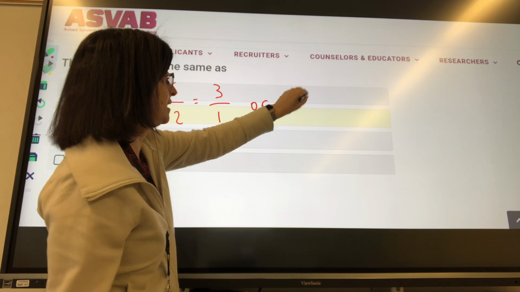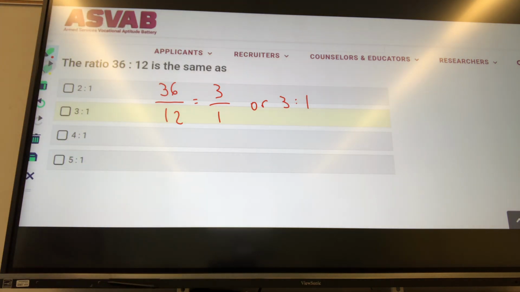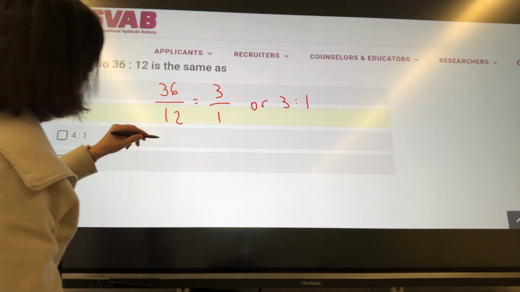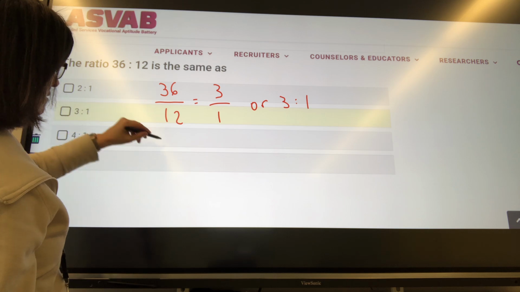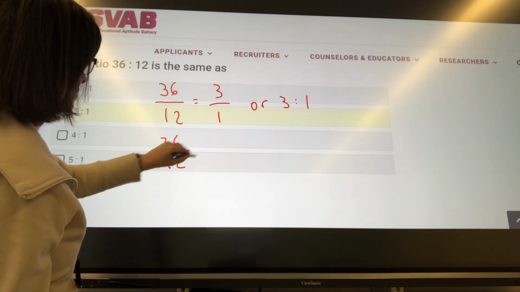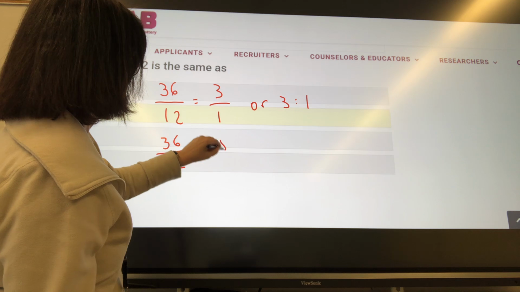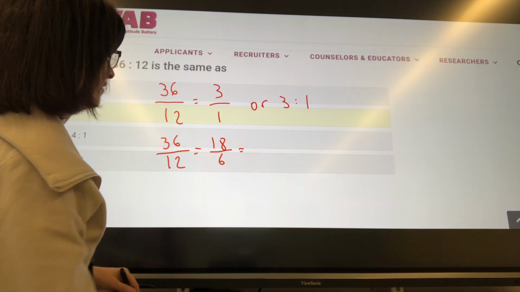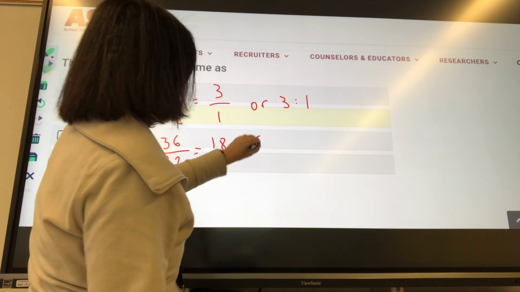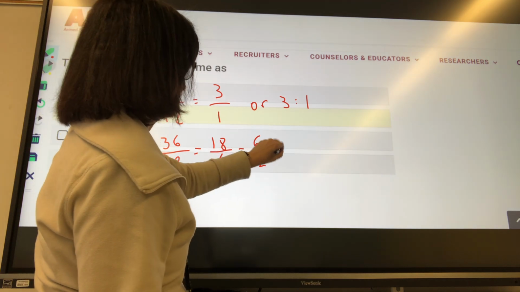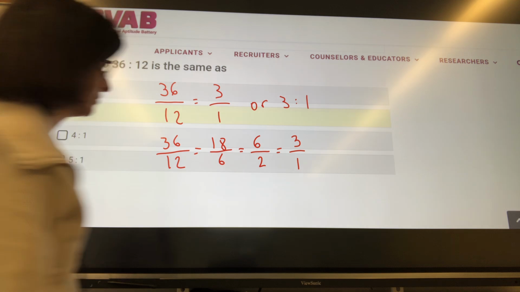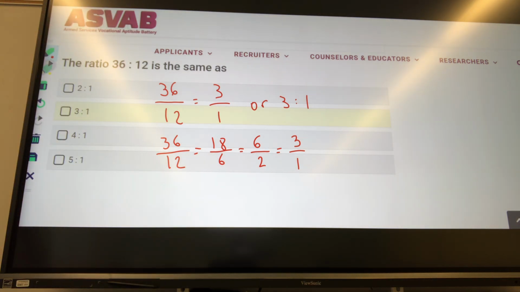If you cannot see that right away, just start dividing by a number that you do know is a factor of both. If you have to do it in multiple steps, if you divide by 2, you get 18 over 6. Then you can divide by 3, which is going to give you 6 halves. And then finally you can divide by 3, which is 3 to 1. So it depends on what you're comfortable with, since this is a non-calculator test. So here we go. That's the correct answer, 3 to 1.